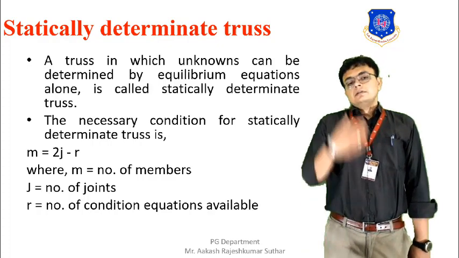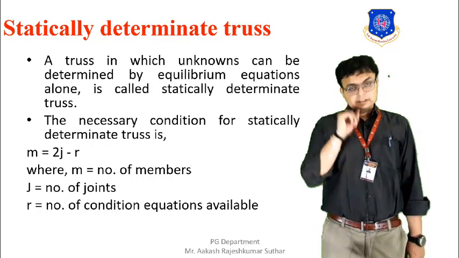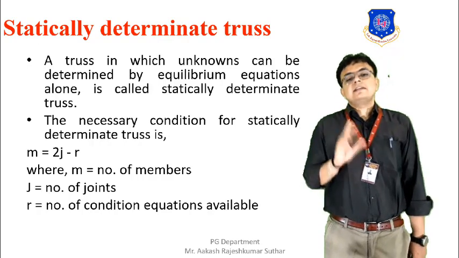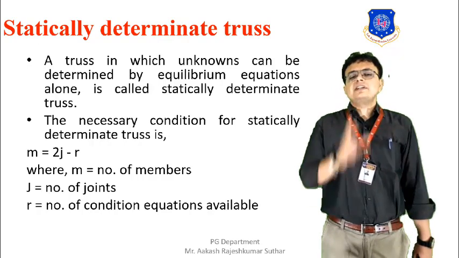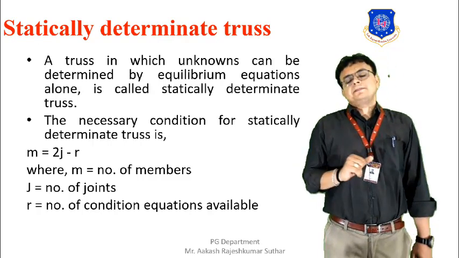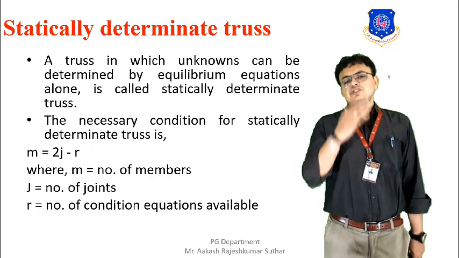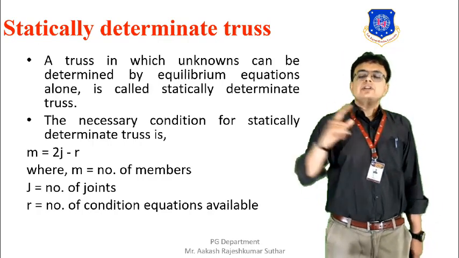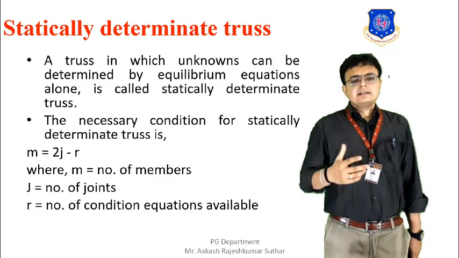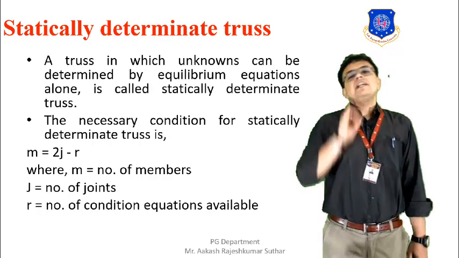The necessary condition for a statically determinate truss is the given formula: m is equal to 2j minus r. This condition is required to be satisfied so that the truss will be a statically determinate structure. Now let's see what m, r and j mean. Basically, m is the number of members, j is the number of joints, and small r is, as usual, the number of conditions of equilibrium available.